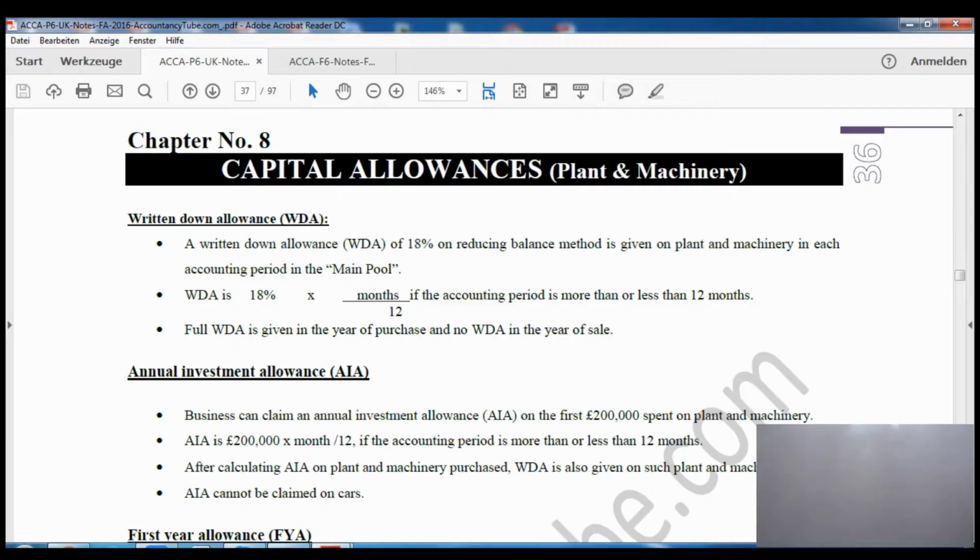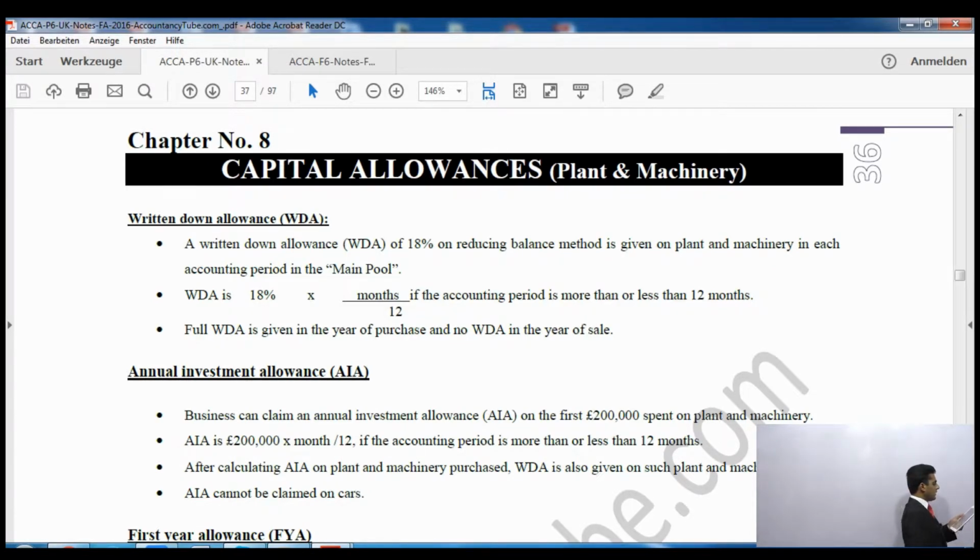I'll just quickly share the screen with you so that we can study the notes. Now we are at chapter number 8 of the P6 lecture notes. If you could please download the lecture notes and come to page number 36, it is chapter number 8, capital allowances. In the brackets it says plant and machinery, so it will be on the plant and machinery, and it will also be available on cars as well. We will see different percentages and different rules for the capital allowances gradually while we read our notes.